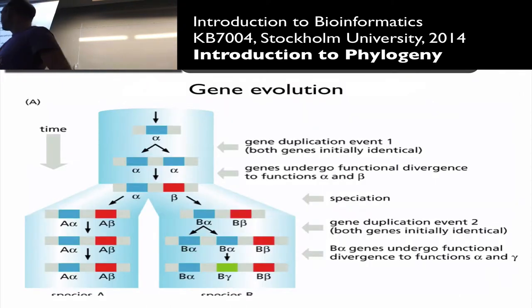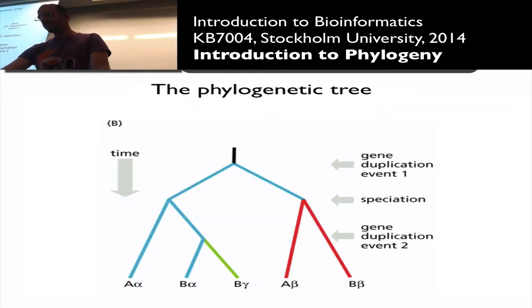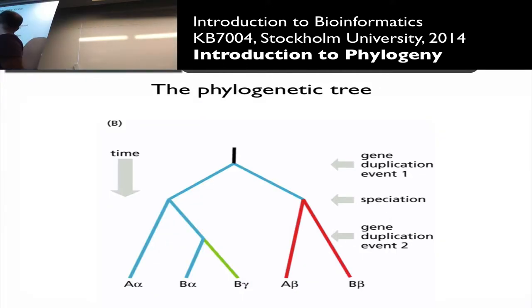So if this is species A and species B, you have one gene alpha that becomes two genes, alpha and beta. So at the time of speciation, you have alpha and beta, and in species A they are maintained there. But then you have another duplication happening here, so in species B you have three of them. And you should remember that genes are lost. So this is just what happened here: there's a gene duplication, a speciation event, and a gene duplication event.